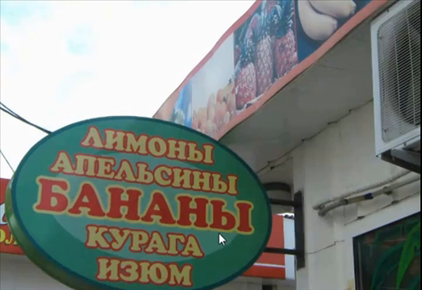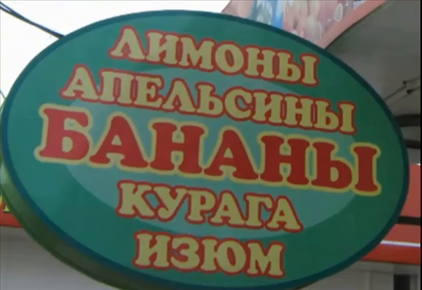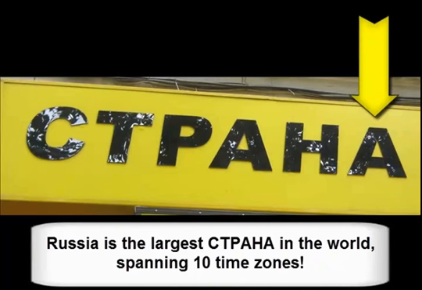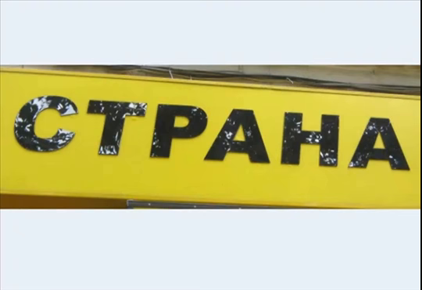This is one letter. We're going to learn it in a few minutes. We're going to ignore it for now. It just makes it plural. So this says banan, which means banana. Банан, бананы. Strana is a country. Страна.